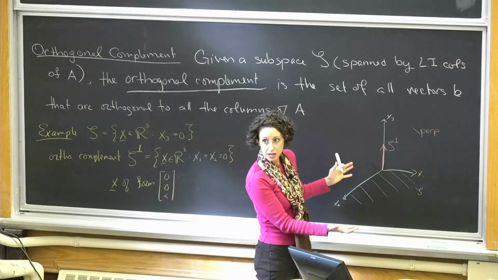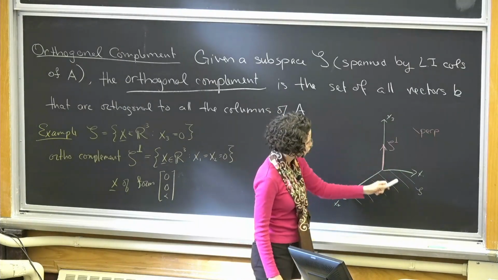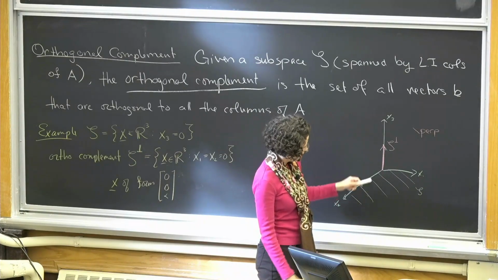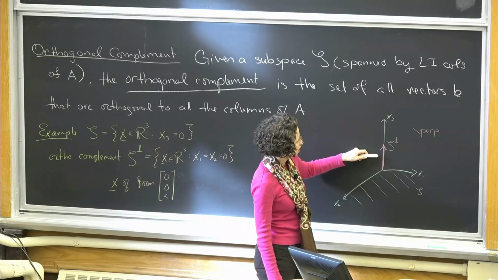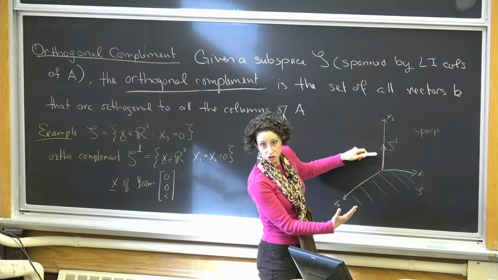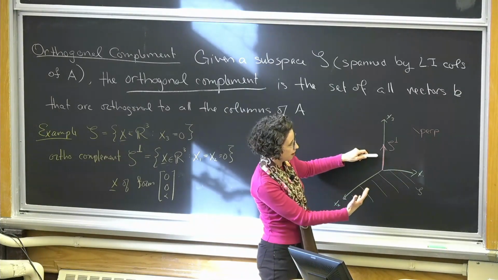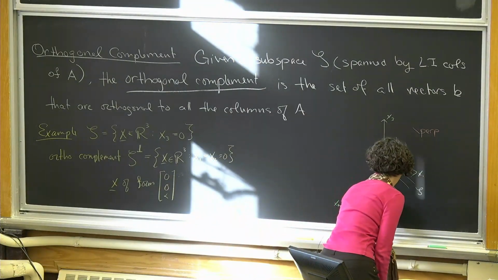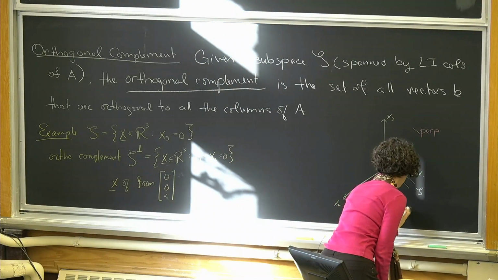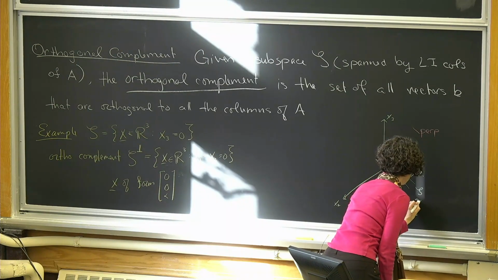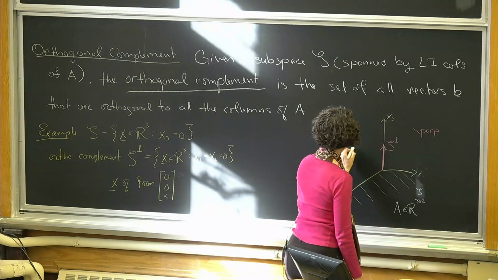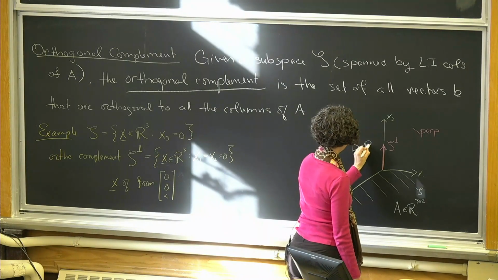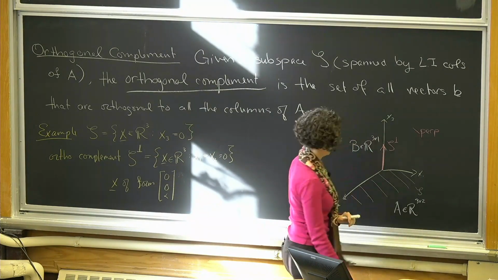So if we're in a 3D space and our subspace is two-dimensional, then A would have two columns, and our orthogonal complement has to be one-dimensional because there's only one dimension left that's not in the subspace. And so here we would have a basis matrix A that is 3 by 2 and an orthogonal complement basis B that is 3 by 1.